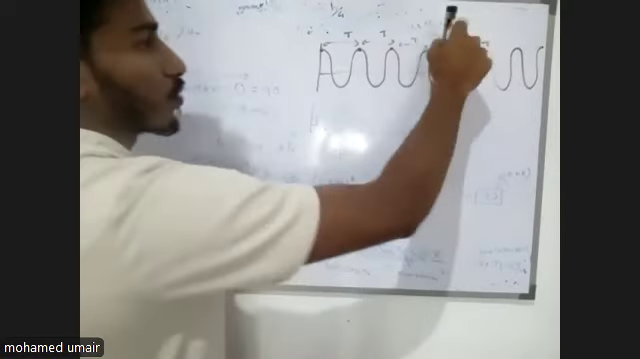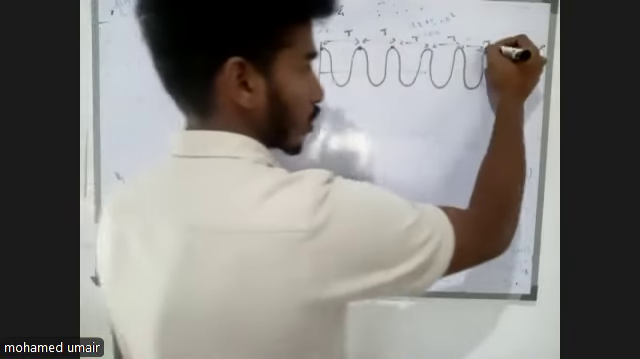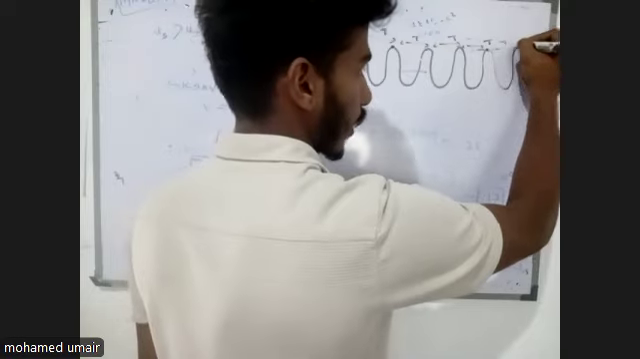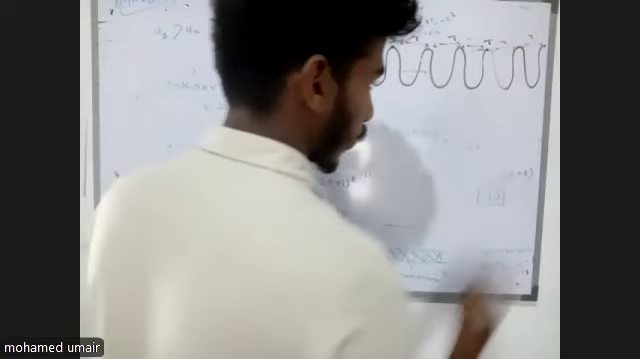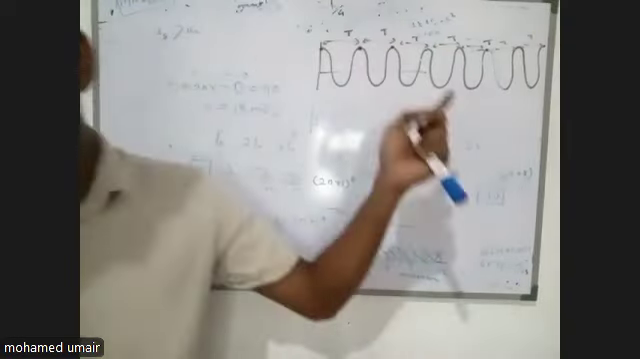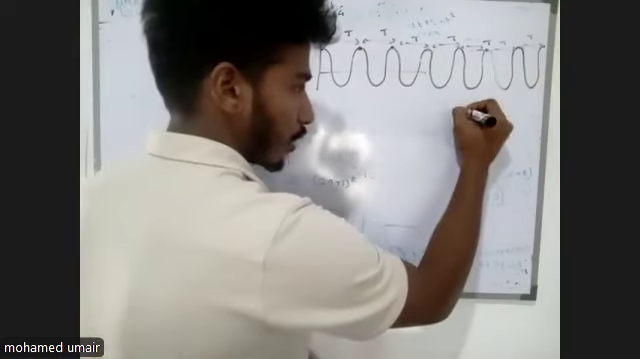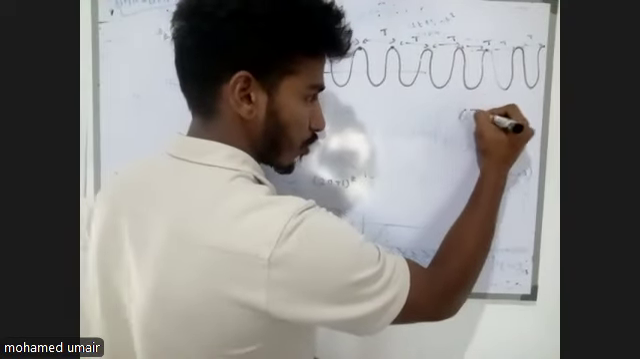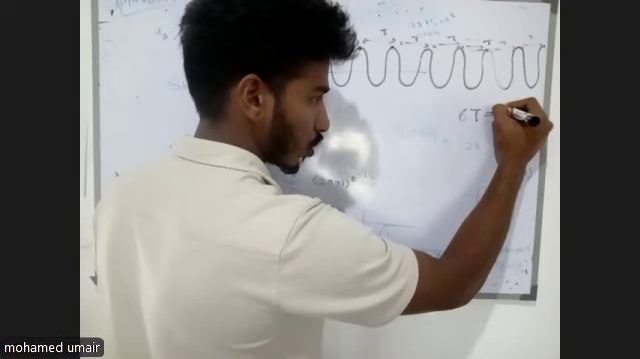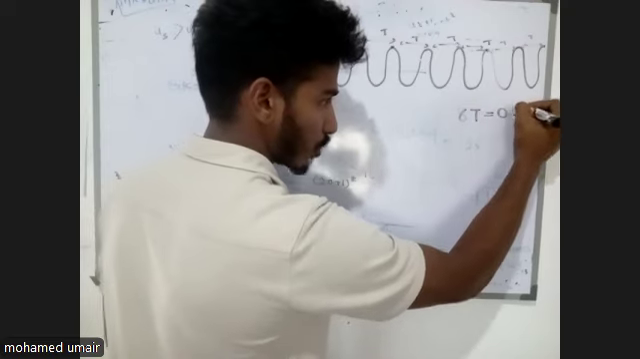1, 2, 3, 4, 5, 6. Yeah. My graph is not accurate, okay? There were 7, but if you look at the question paper, there are exactly 8 periodic times. And that 8 periodic time was equal to 0.25 seconds.